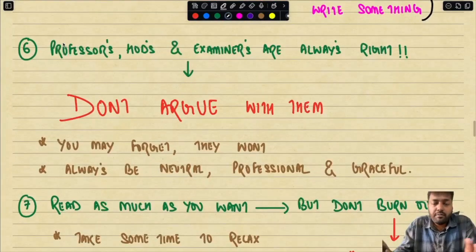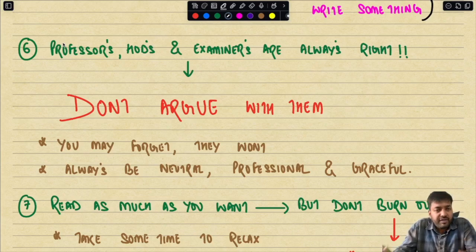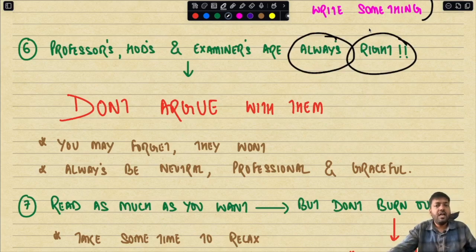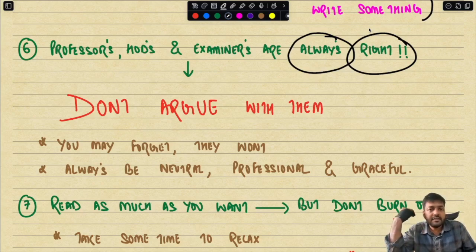Now point number 6, a very important thing: the professors, HODs and the examiners are always right, no matter what. Do not argue with them unless, for example, someone is really harassing you, or mentally trying to torture you or targeting you, or there is vindictive behavior, a vendetta against anyone. In that situation, there are some legal procedures, or you can raise the issue with your head of institution, or with particular boards that exist for the well-being of the residents.